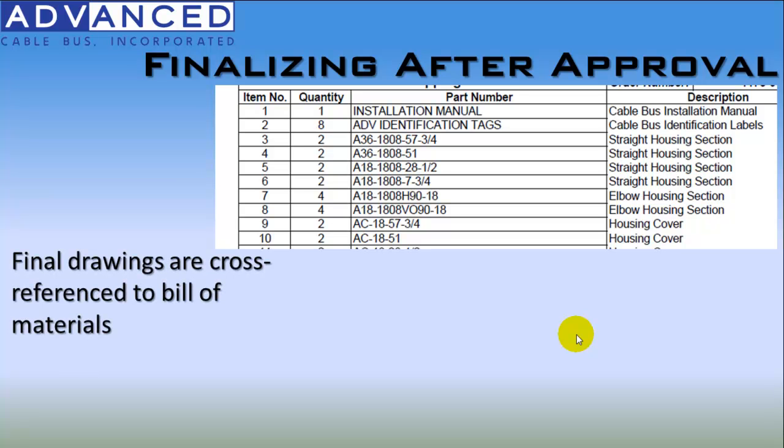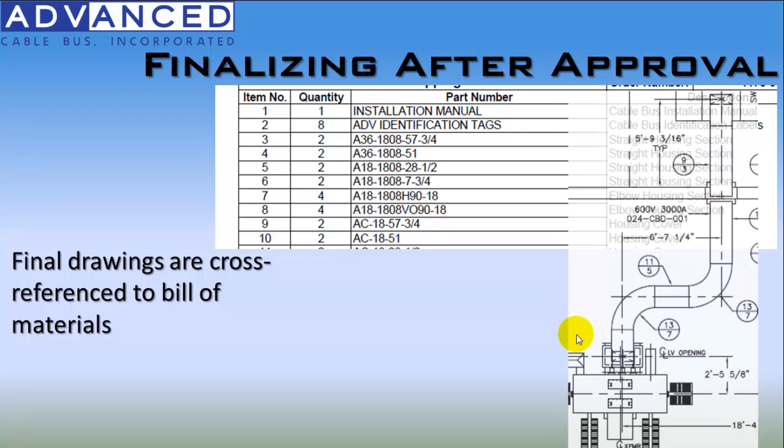The final drawings that we will issue will also cross-reference the bill of material. This is done by placing bubble marks or match marking numbers next to the individual parts that are identified on the drawings.